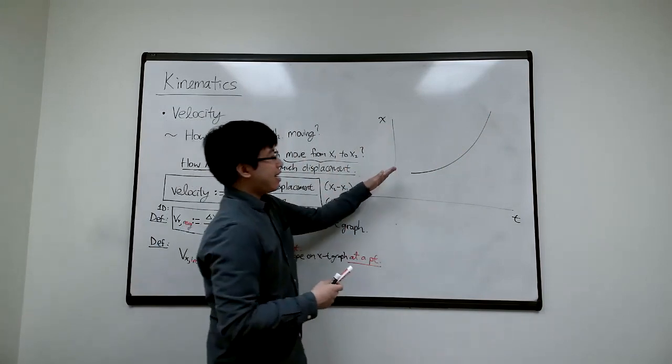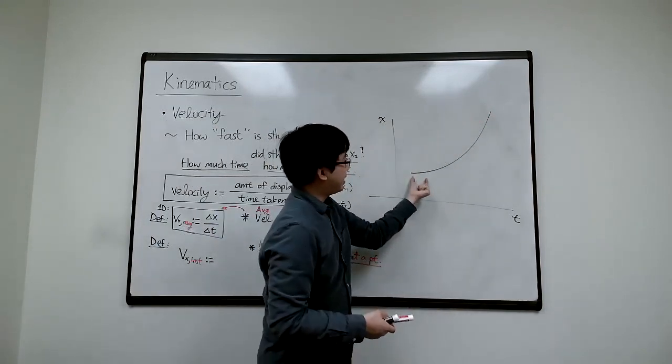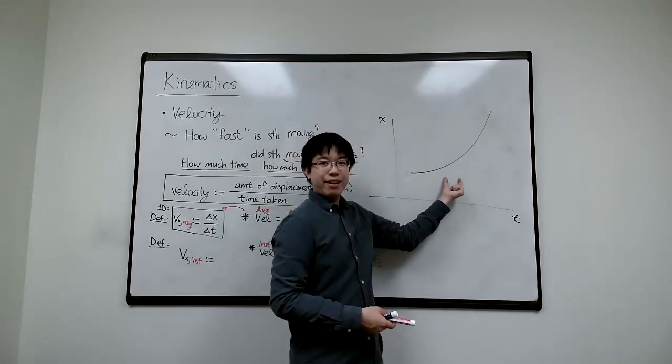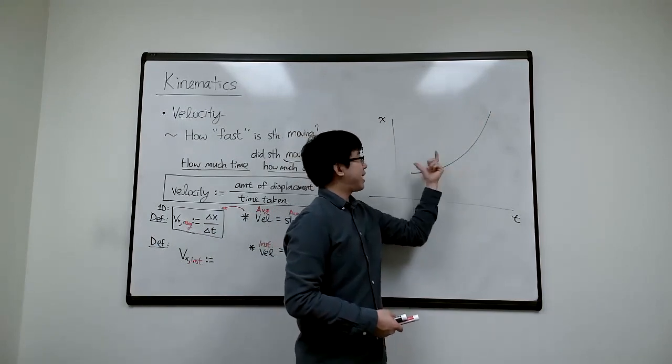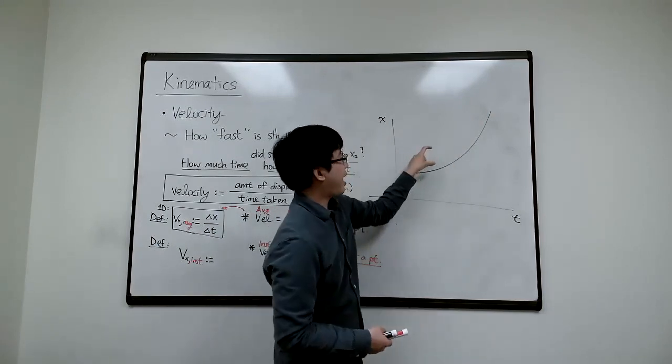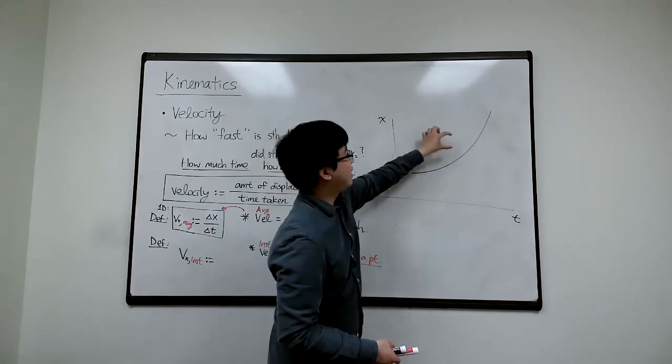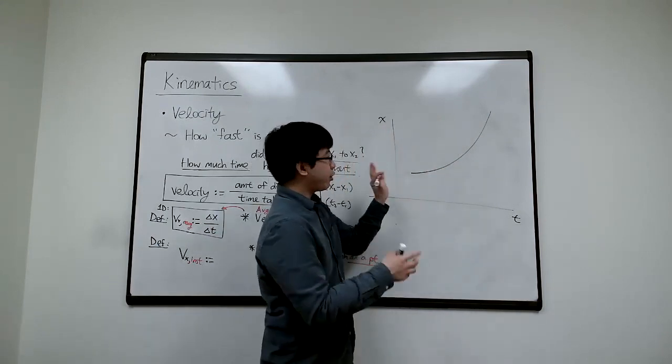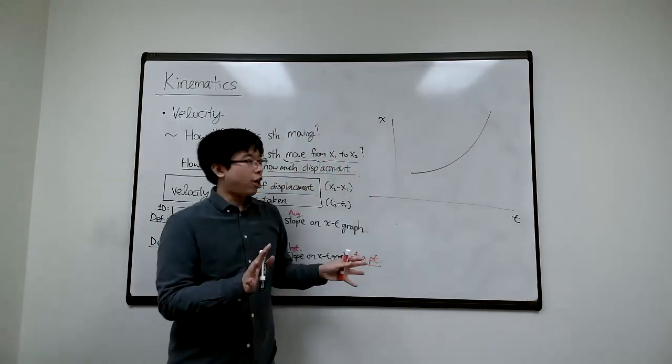No, it's not constant. If the slope is constant, then it means for every second, can you see that, right? For every second, it covers the same amount of height, the same amount of x, then you have a constant velocity. Okay, so first thing we know is the velocity is not constant.